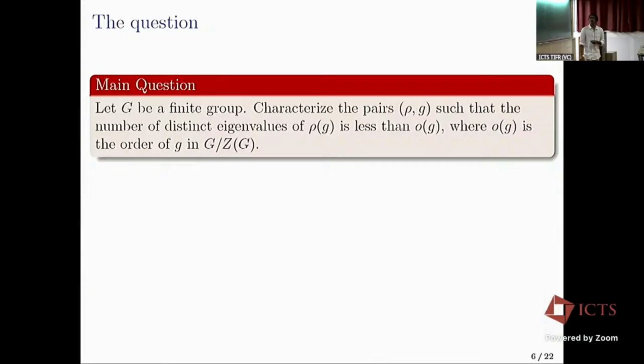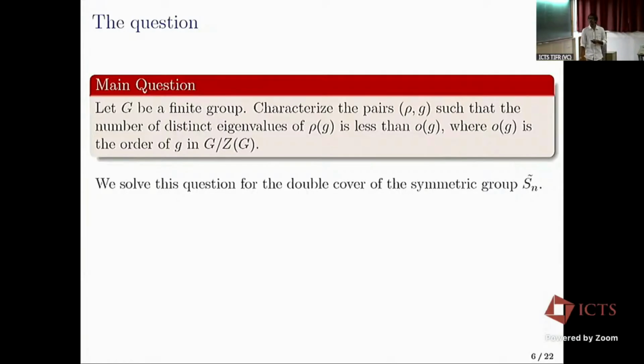And of course, the question is not nice for all the groups. For example, if you take cyclic groups or abelian groups, you can see that they're all one-dimensional characters, so it's always going to be less than o(g) typically. So the main objective is to ask this question for the groups which are close to being simple, for example quasi-simple, or almost simple, or just simple. And what we are going to do is consider the double cover of the symmetric group. I'll explain what that is, and we will answer this question completely.